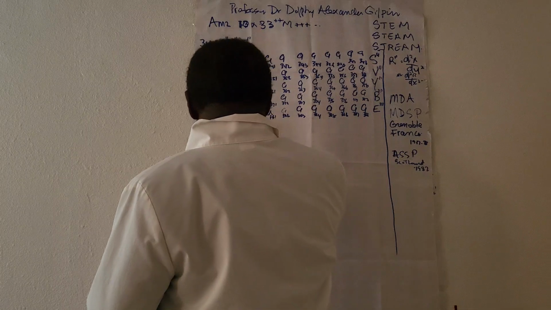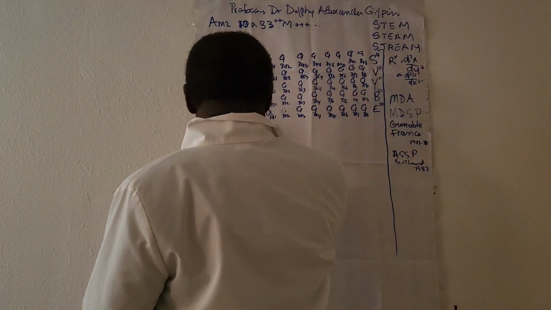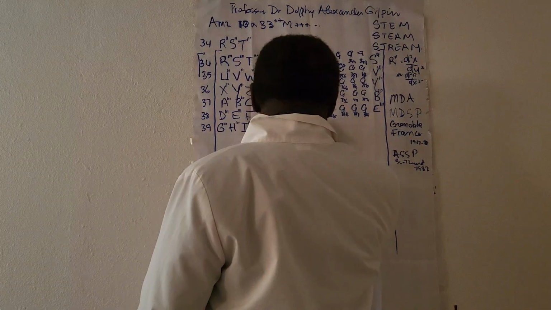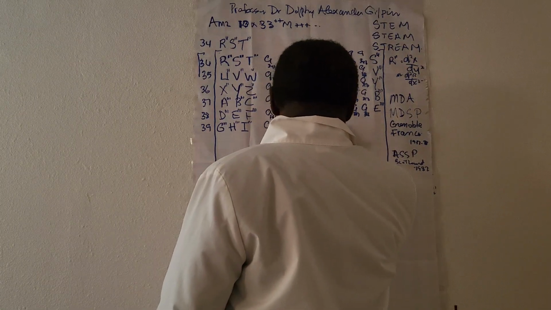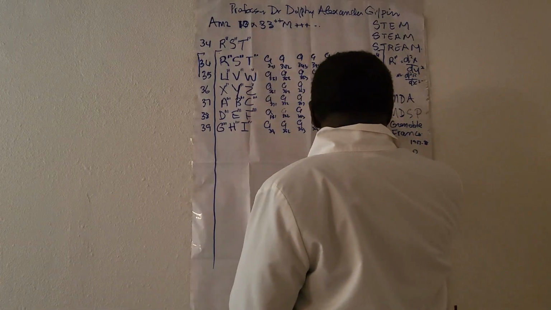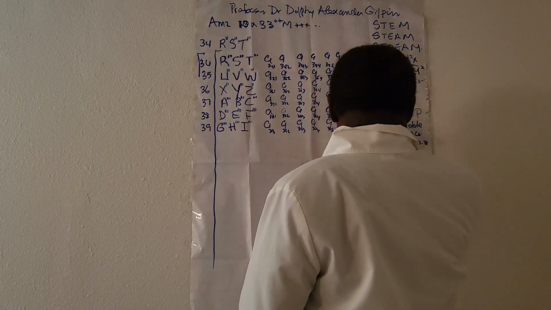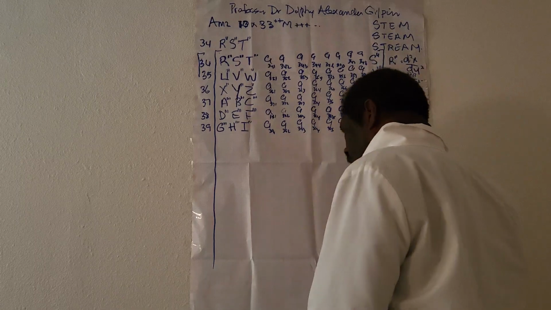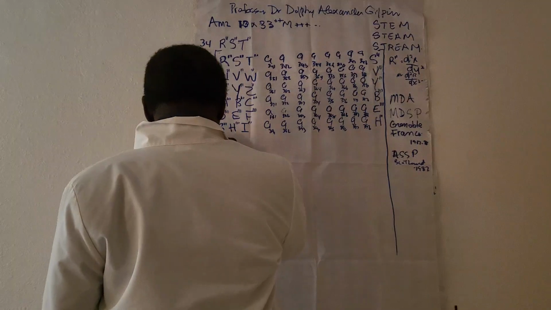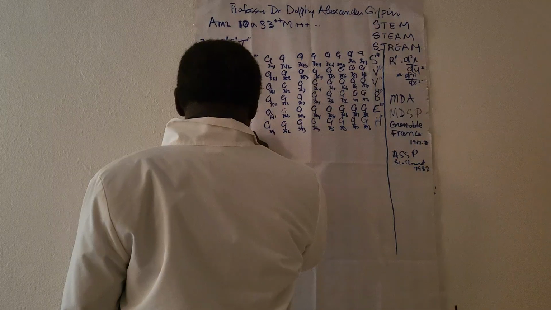D, E, F, G, H, I, triple dash, A39-1, A39-2, A39-3, A39-4, A39-5, A39-6, A39-7, A39-8, and we have now H triple dash. And 40, we have now J, K, L triple dash here now.